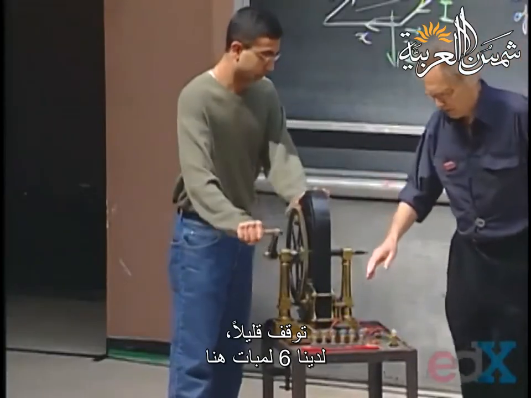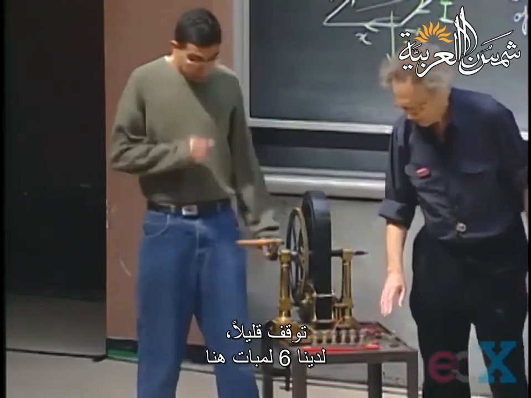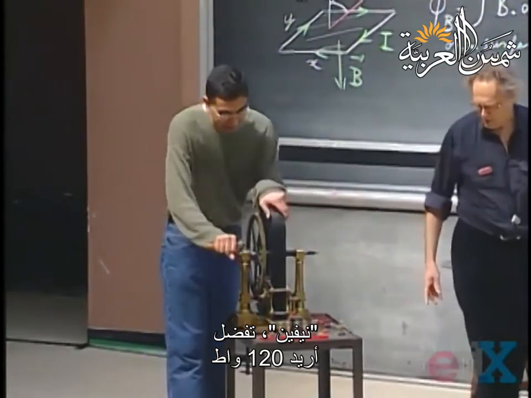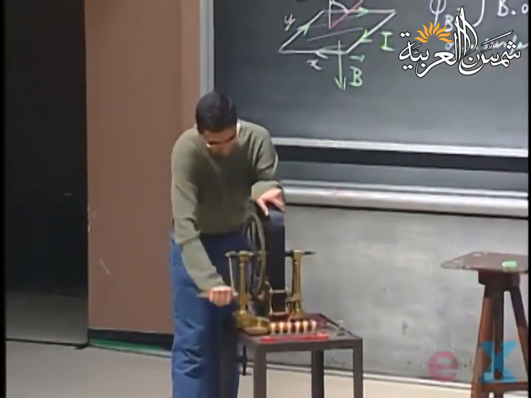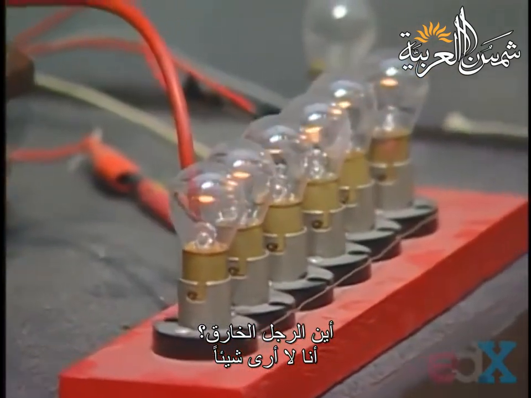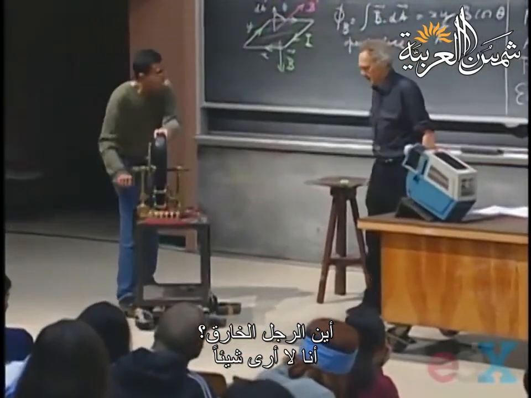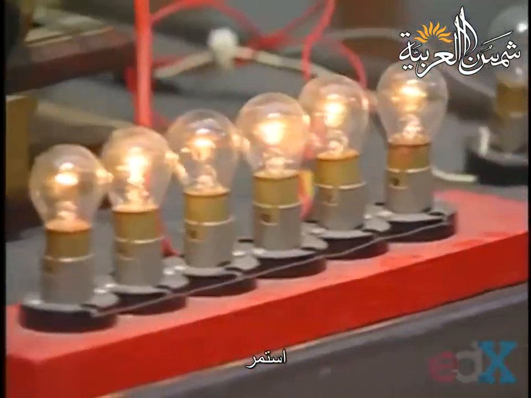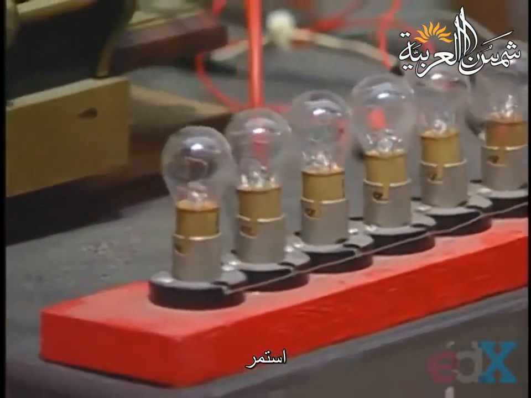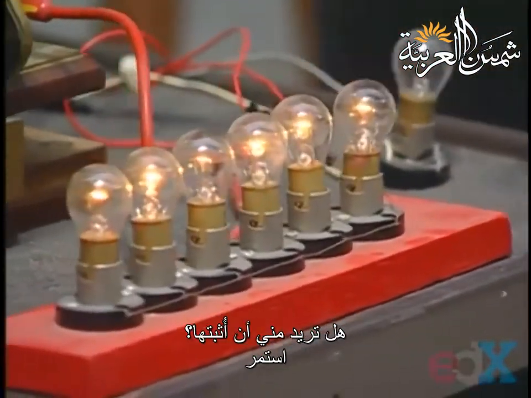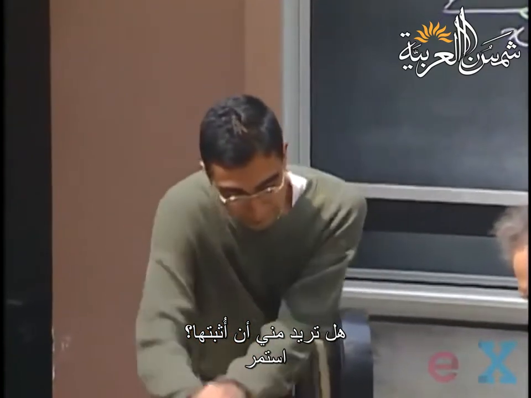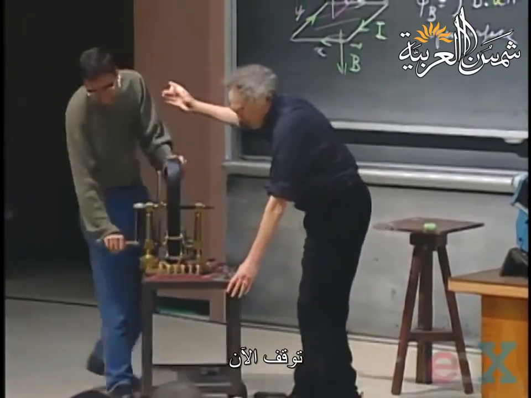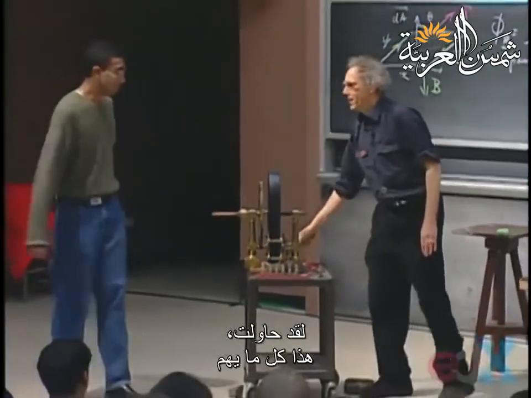Will you stop a minute? We have 6 light bulbs here. Lewin, be my guest. 120 watts. Man, where is Superman? I see nothing. 120 joules per second. He doesn't even come close. Keep going, man, keep going. You want me to stop, hold this? Yeah, keep going. Forget it. Forget it. You tried, and that's all that matters.